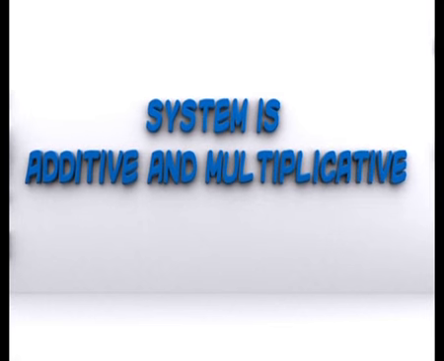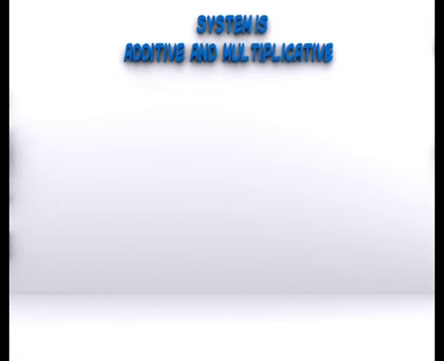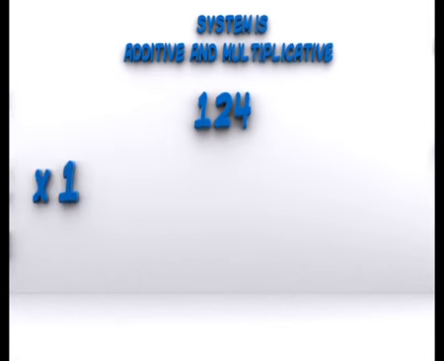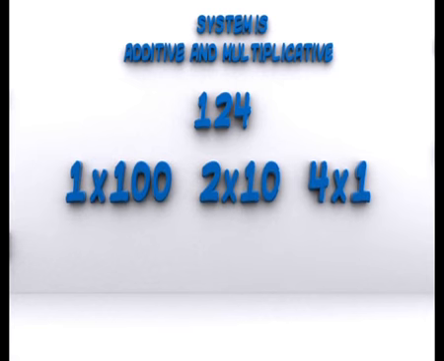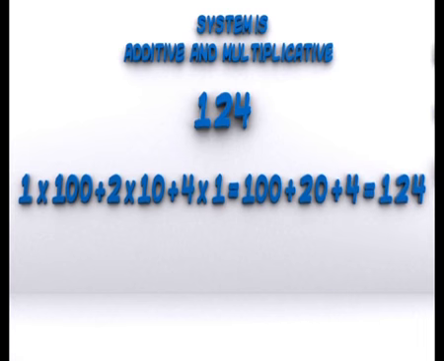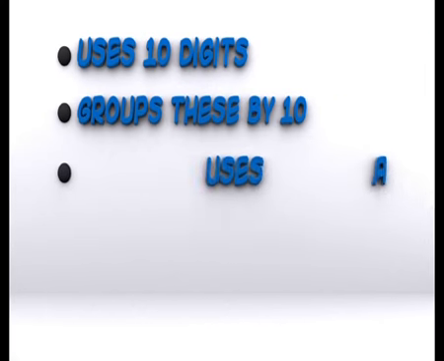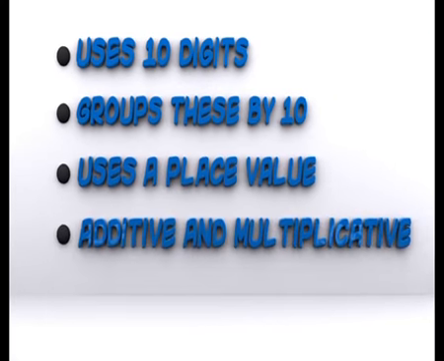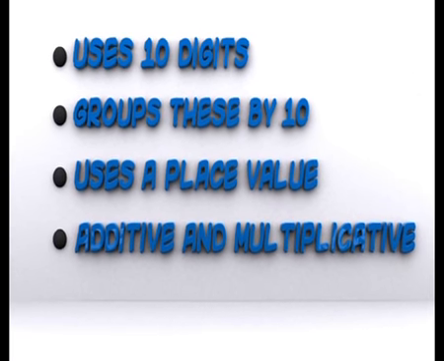Finally, the system is additive and multiplicative. So if we take 124, the value of the numeral is found by multiplying each place value by its corresponding digit and then adding the resulting products. So the numeral value is equal to 1 into 100 plus 2 into 10 plus 4 into 1. 100 plus 20 plus 4, 124. It all sounds pretty simple and obvious, doesn't it? And that is exactly the advantage of the system. It makes maths simpler.